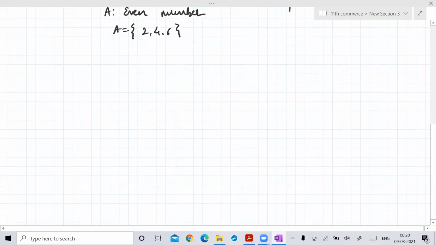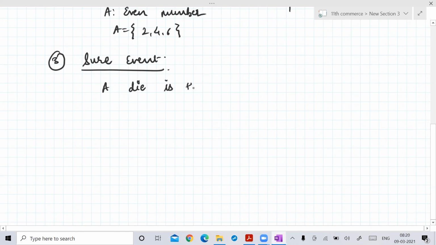Now, the third one is very important. Third is the sure event. Let's say a die is thrown. Now, what is the sample space? S is equal to 1, 2, 3, 4, 5, and 6. Now, A is the event.